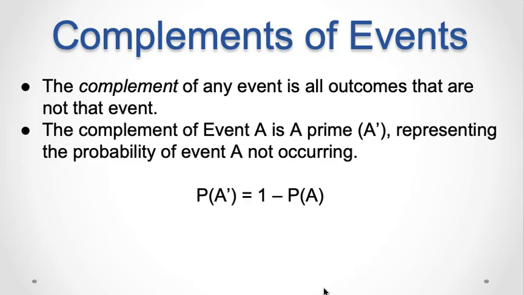One last definition for this video lecture is the complements of events. The complement of any event is all outcomes that are not that event. The complement of event A is A prime, representing the probability of A not occurring. So the probability of A prime, or A not occurring, is equal to 1 minus the probability of A, or the probability of A occurring.